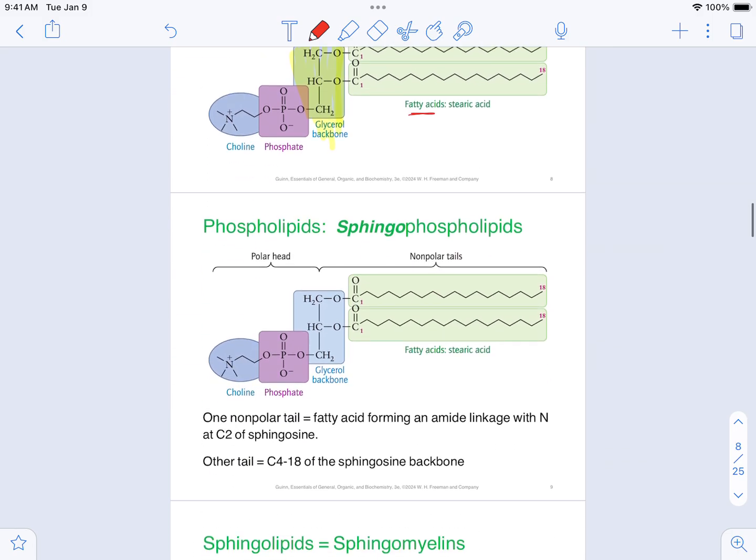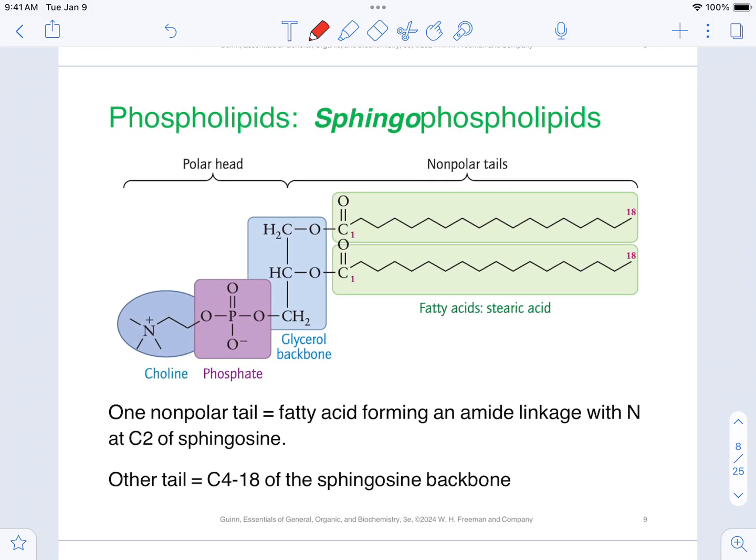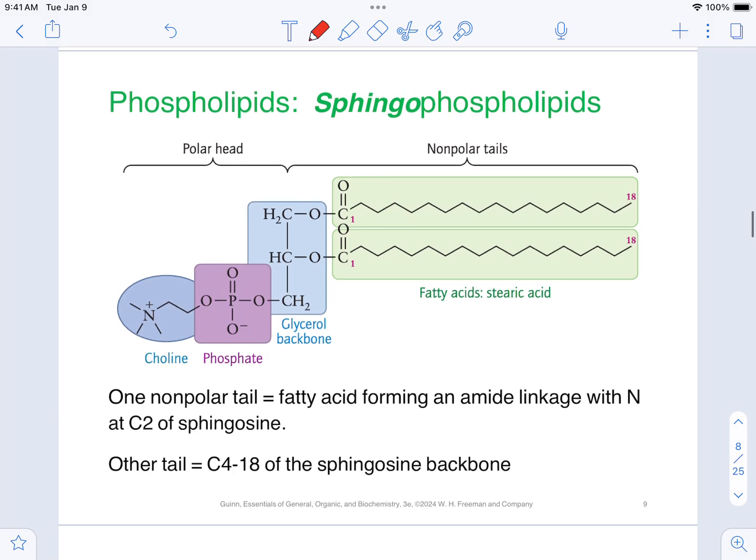Look at the difference now with your sphingophospholipids. They are derived from a fatty acid linked to an amine group. The other tail is coming from the backbone of sphingosine itself. So we know that a sphingosine backbone is a straight chain of 18 carbons. So one of these nonpolar tails is coming from that.